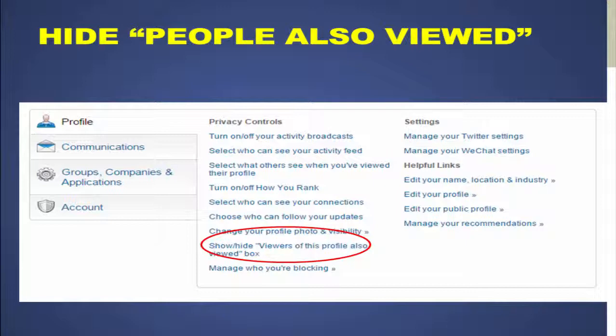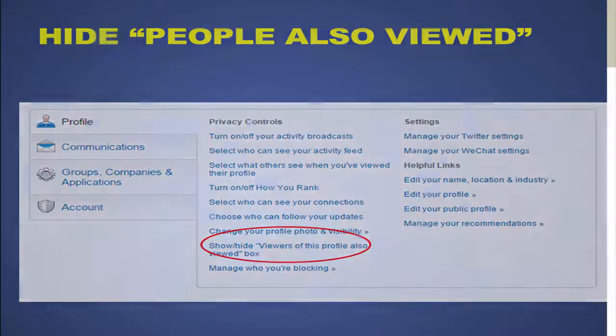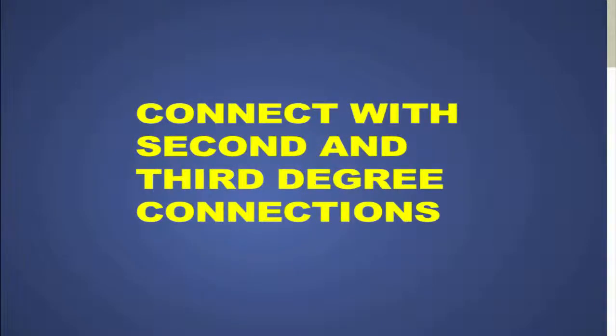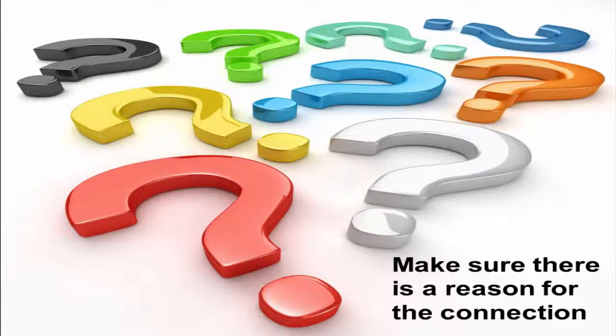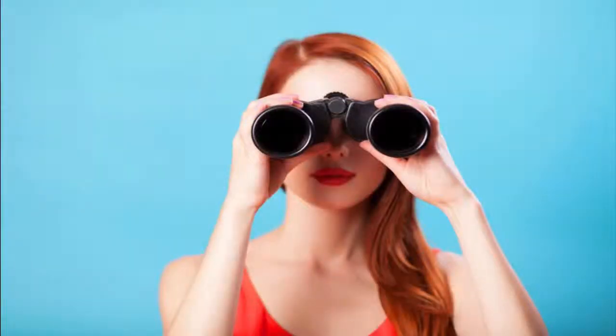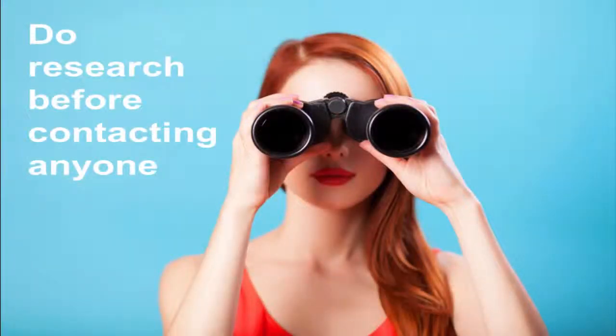Many people ask me, what is the best way I can add second and third degree connections to my network? Some people feel that it's not possible or it's too difficult. It really isn't. First of all, I would say make sure there is a reason for the connection. So how can you help each other? Think about that. Maybe research the person and ask yourself how you can help each other. If there's nothing there, they will be unlikely to accept your request.